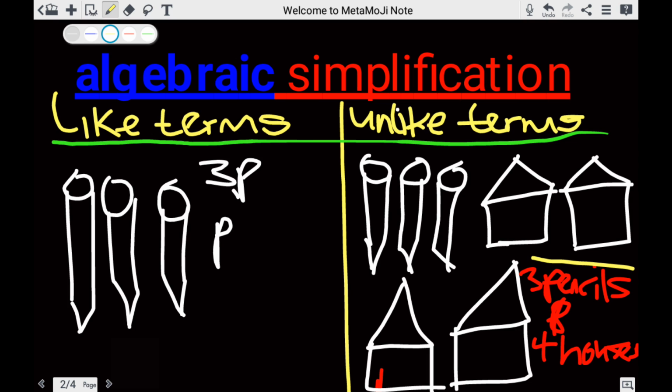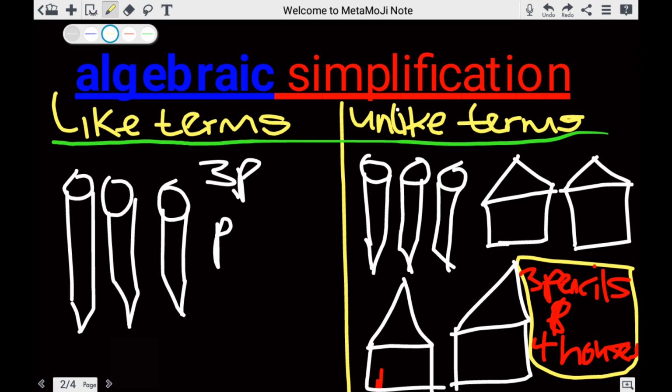Now if we say something like this, that will be correct. If we say 3 pencils and 4 houses, that is going to be correct. But we cannot say 3 pencils, 4 houses. We need to know that this "and" connects the houses and these pencils.